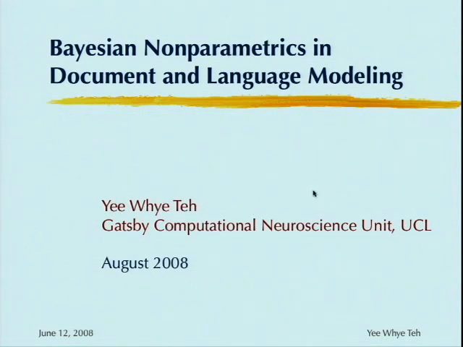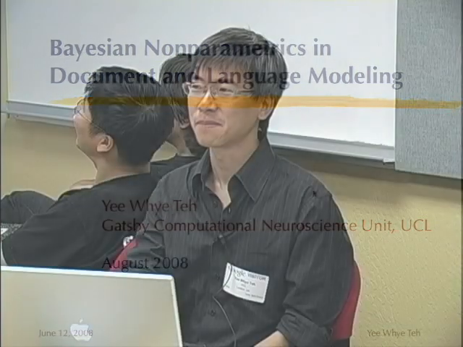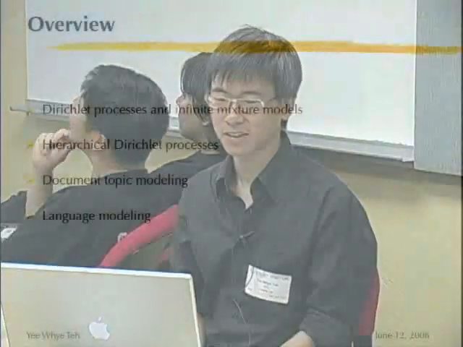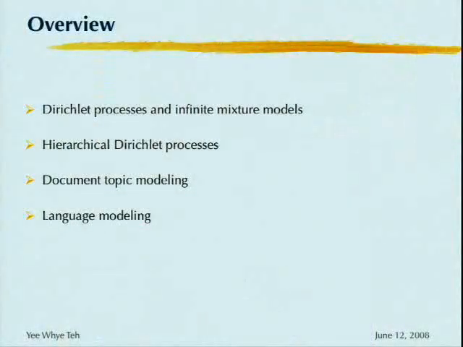I presume that most people here may or may not know much about Bayesian nonparametrics, so I'm going to spend a bit of time going through some intuitions of Dirichlet processes before I go into the rest of the talk. So the first bit is really just review. Here's an overview. I'll start off with what Dirichlet processes are, which are basically infinite mixture models. Then I'll talk about hierarchical Dirichlet processes, topic modeling, and language modeling.